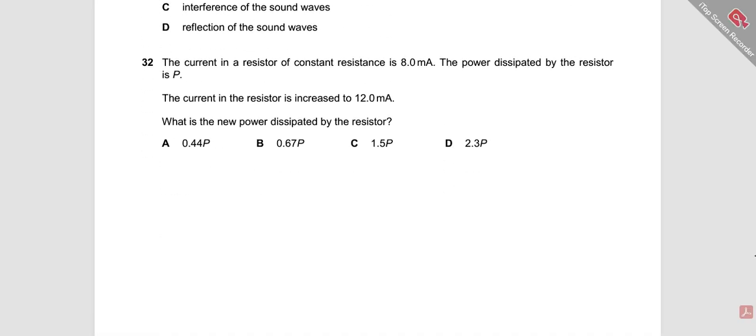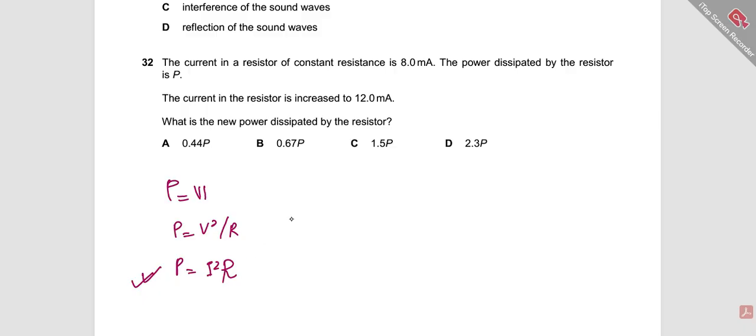Now in MCQ 32 it says current in a resistor of constant resistance is this one, the power dissipated by the resistor is this, and the current is then increased to this value. What would be the power dissipated? They've provided us values of current and resistance, and they are asking us about power dissipation. Do we know of a formula that involves power, current and resistance? Power is VI, power is V square over R, power is I square into R, and that is the formula we should be looking for, right? Because it has current, it has resistance, and it has power.